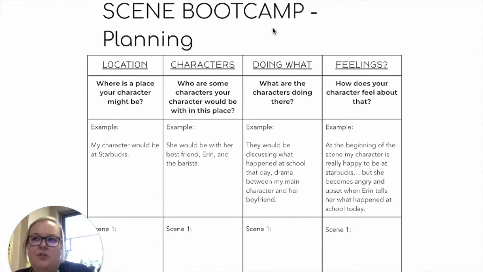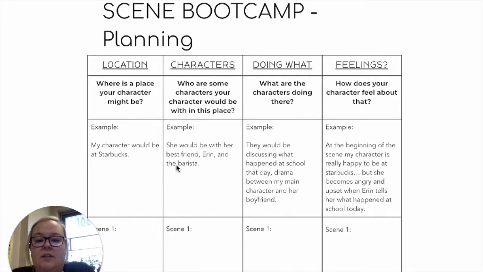Scene Bootcamp is essentially us practicing writing scenes that may or may not take place in our story. You can choose. You're going to choose a location that your character would be, and then we're going to write a teeny tiny short little scene that would take place there. For my example, remember that my character is a 14-year-old girl, so I tried to think about where she would want to go, and I said Starbucks, so my character would be at a Starbucks.